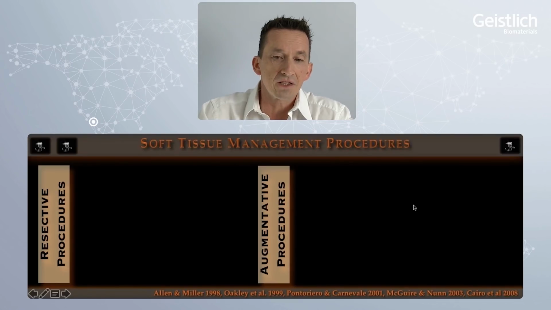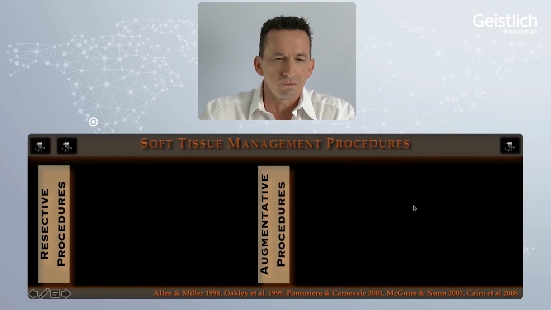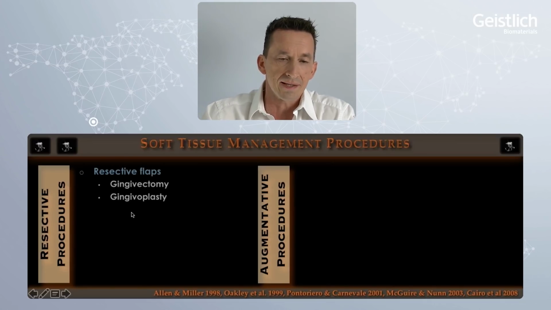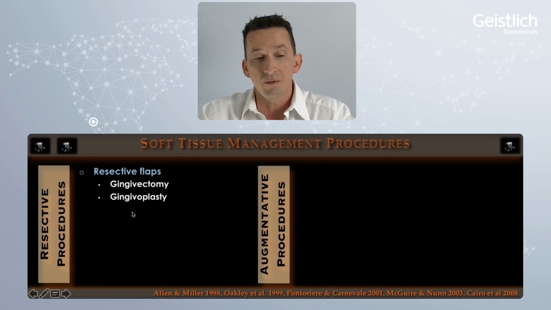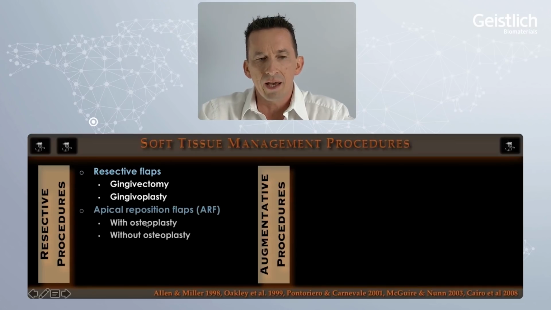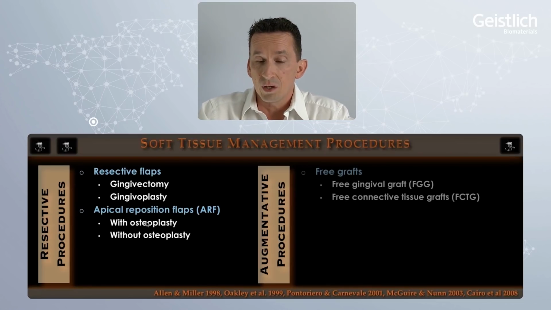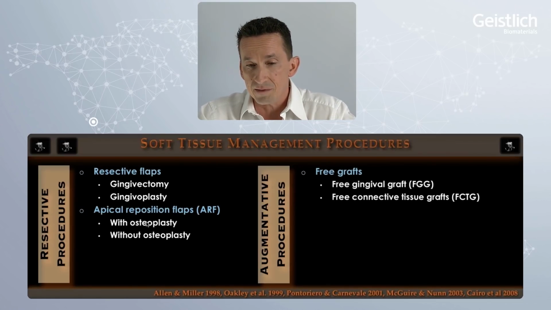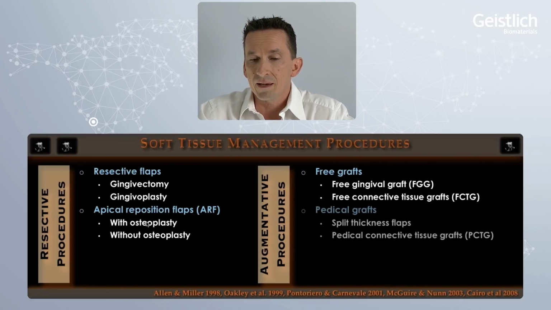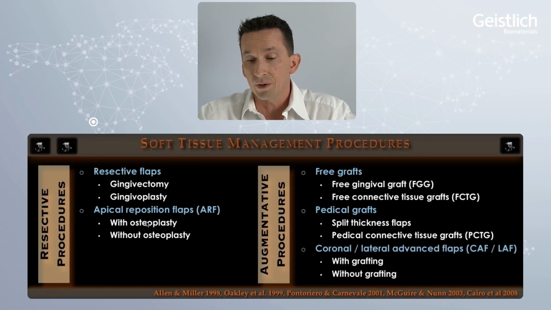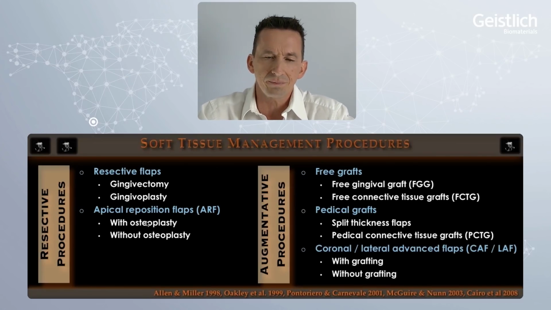So which kind of tissue management can we do? We can do resective procedures, which are more or less gingivectomy or gingivoplasty. We can do apical reposition flaps. What can we do on the augmentative procedure side? We can place grafts. We can slide pedicle grafts, or we can move coronal or lateral advanced flaps.